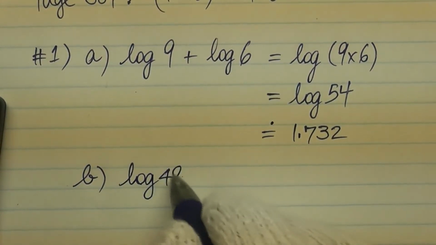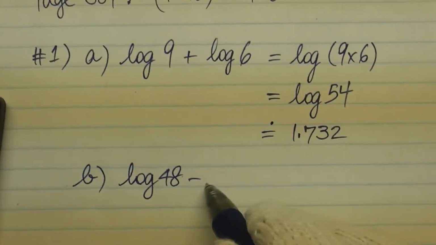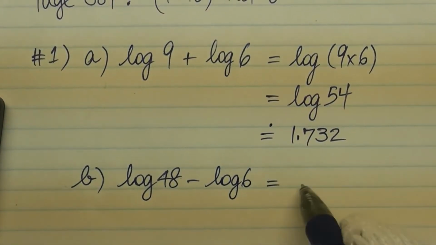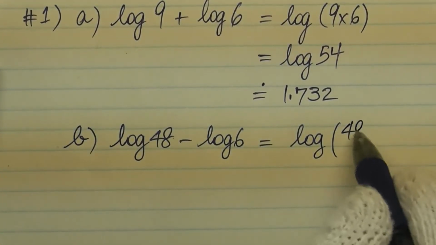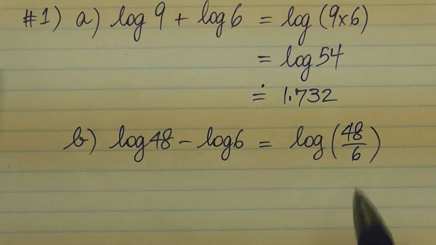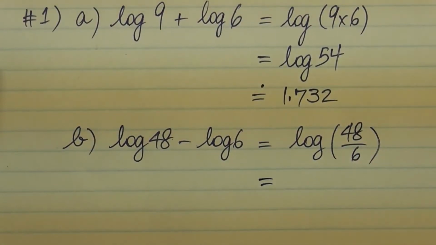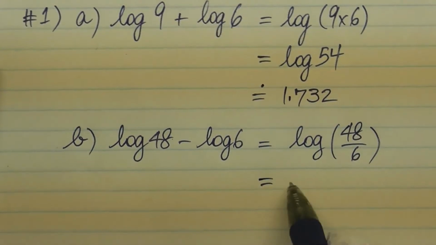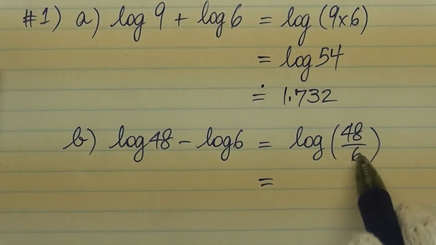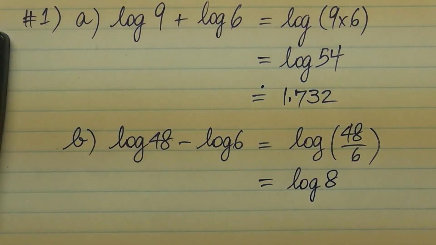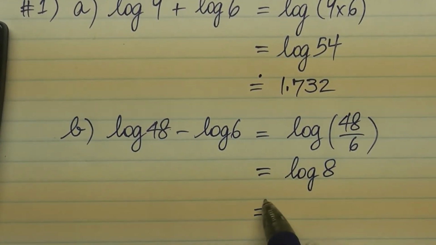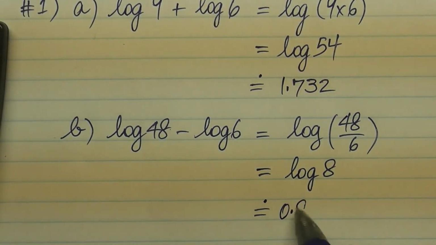Log 48 minus log 6. And you notice they don't specify the base there, meaning that it's a common log. 48 and 6 are both positive and none of them is 0. The base is 10. 48 divided by 6 is 8. So that's going to be log of 8. Correct to 3 decimal places, that's going to be 0.903.